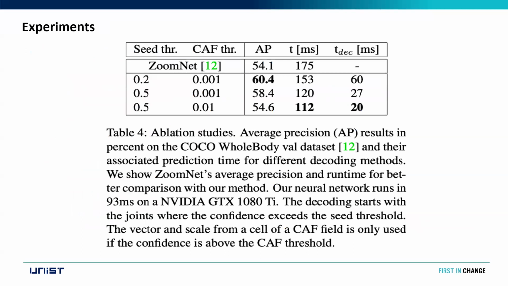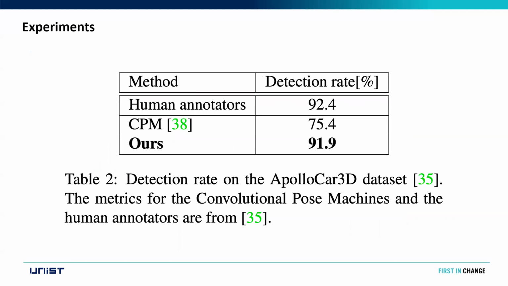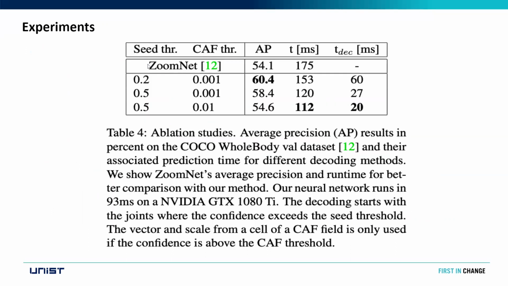Also, ZoomNet was proposed by the authors of the COCO WholeBody dataset paper, who proposed this network. This proposed method is better than ZoomNet in AP and also in time, and they can also change these thresholds to get better time, but with lower accuracy.